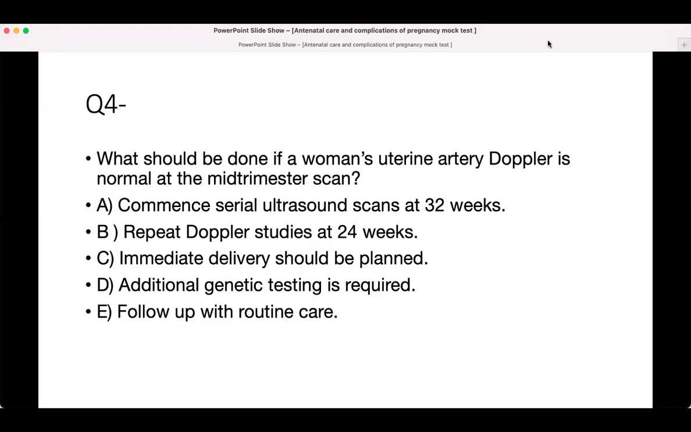Okay, dear. So, my dear, a woman had a uterine artery Doppler and it was normal at the mid-trimester scan. If this woman had a normal Doppler, and he didn't say anything about the diagnosis of FGR, he just said that the Doppler is normal, what do you remember about that from the algorithm?